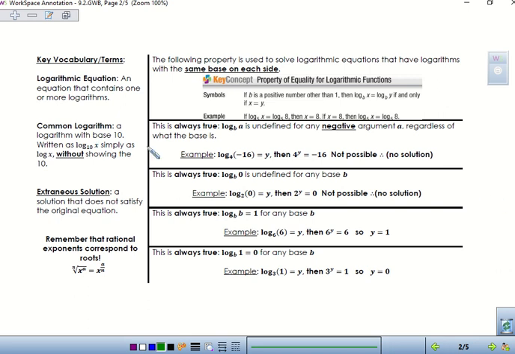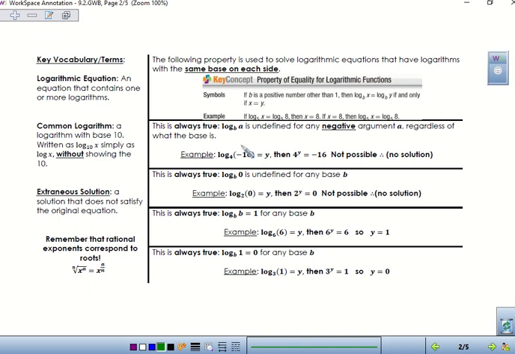A common logarithm is a logarithm that has an implied base of 10. So if they don't write the base in, we know the base is an implied 10. We learned about that yesterday. An extraneous solution is a solution that you get when you solve an equation, but it doesn't actually work when you go to plug it back in. So there are a few different types of extraneous solutions that you need to understand specifically for logarithmic equations.